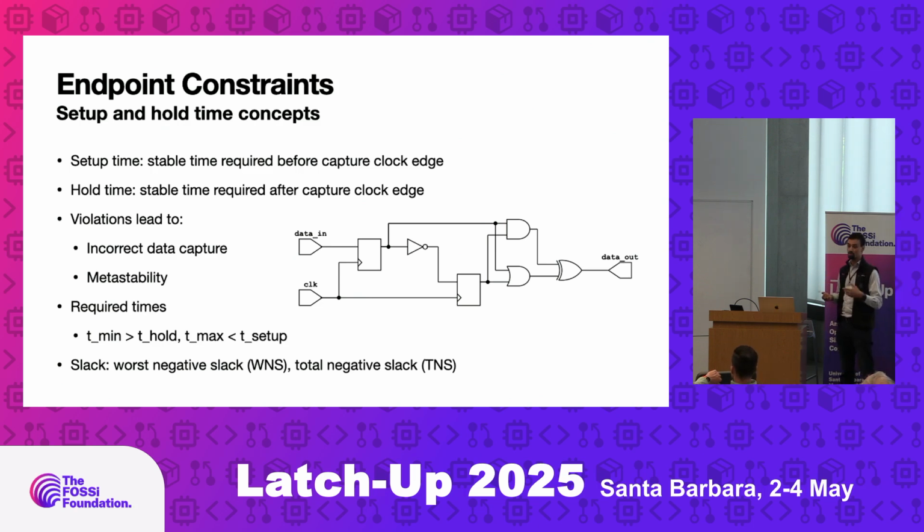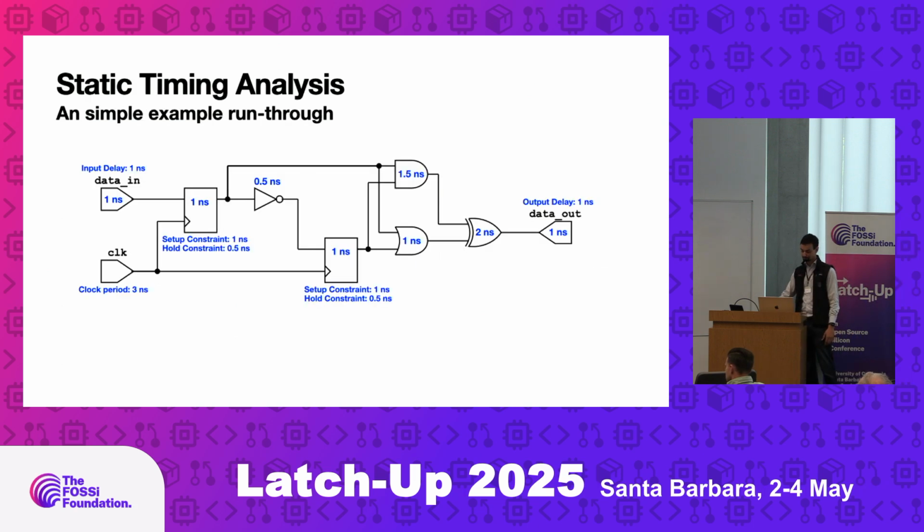So often when you're iterating towards getting your design to meet timing, you want to consider your worst negative slack for all of the endpoints, right? So total negative slack is the sum across all of the endpoints in your design of the worst negative slack. And it's a very useful metric for measuring timing convergence as you improve your design.